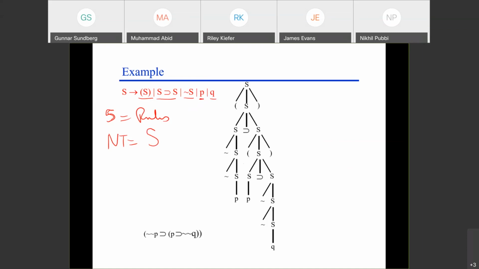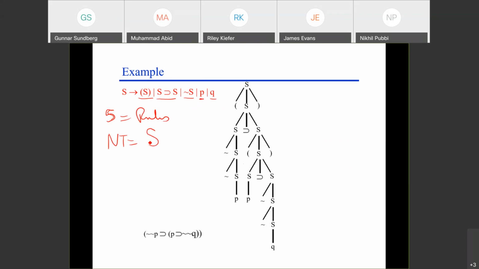Another thing is you never see a terminal on the left side. You must see a non-terminal on the left side. In this grammar, you don't see the parentheses on the left side, because you cannot replace that.